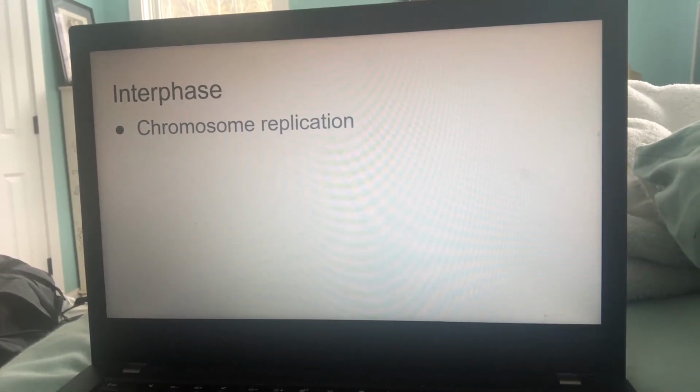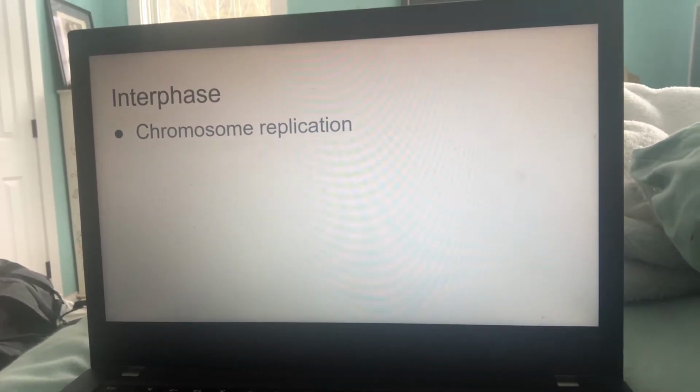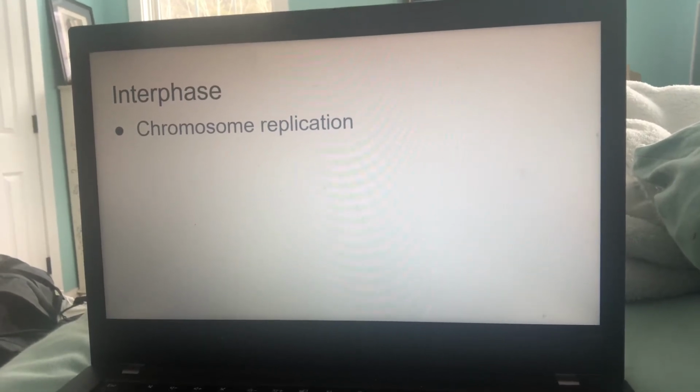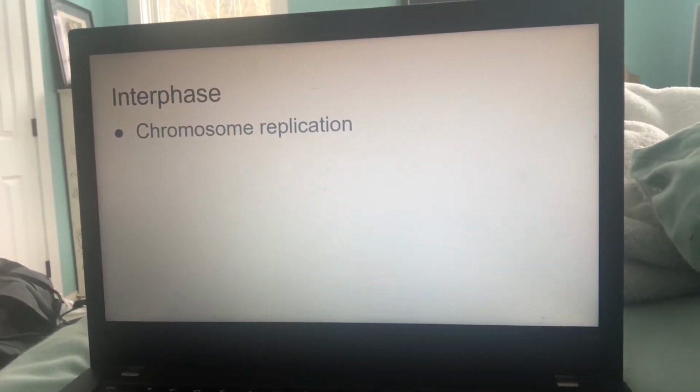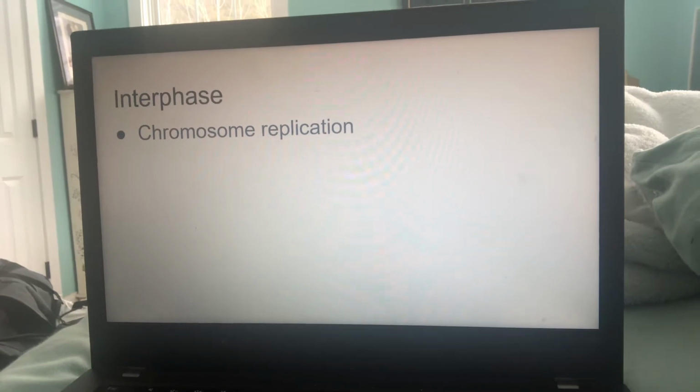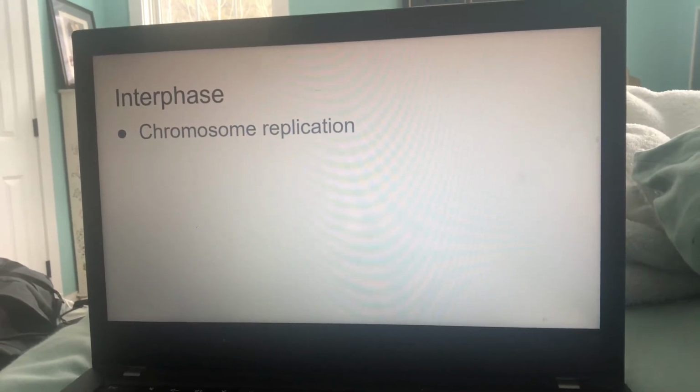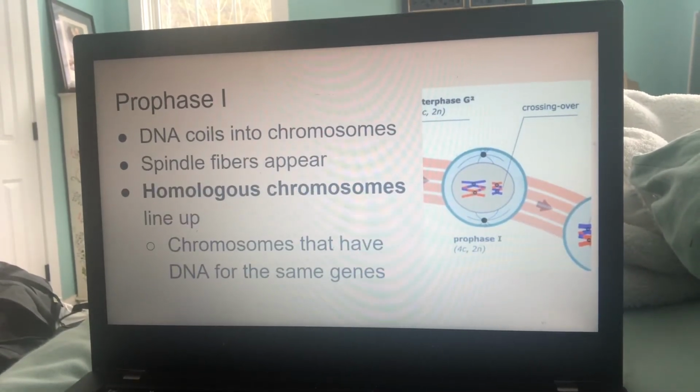Okay, so just like mitosis, we have to start with chromosome replication. You have to double up that DNA or there won't be enough to go around in the end. So DNA replication has to come first.